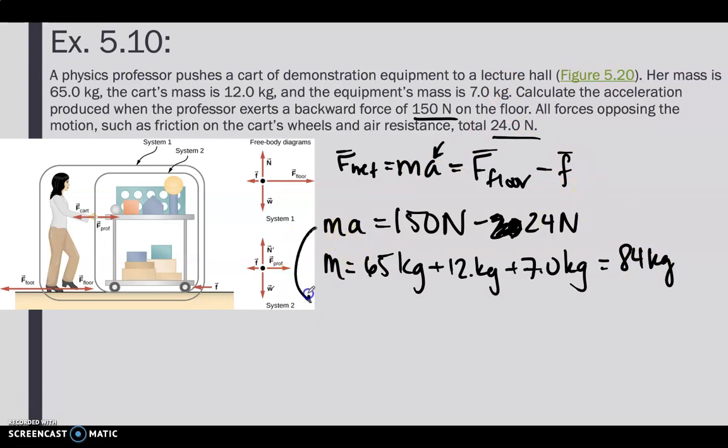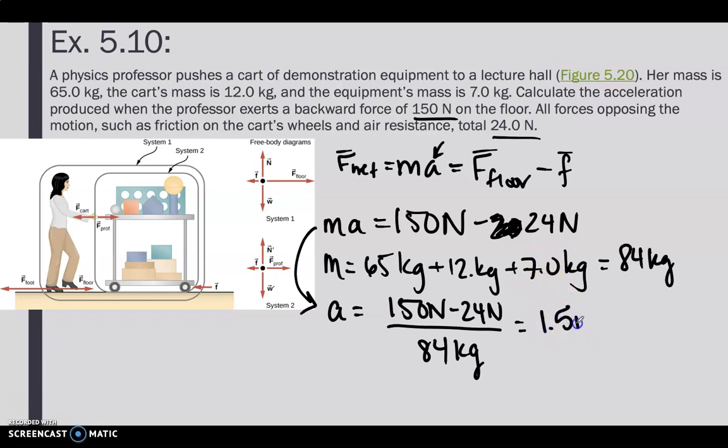So let's take that down here. Our acceleration will be 150 newtons minus 24 newtons divided by 84 kilograms, which is going to be 1.5 meters per second squared. That is our acceleration.